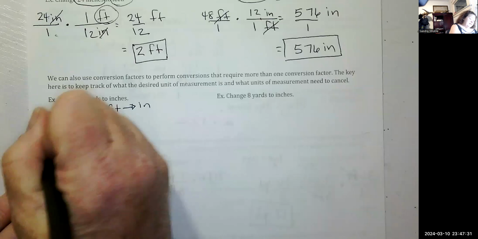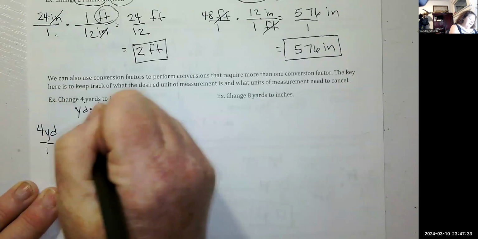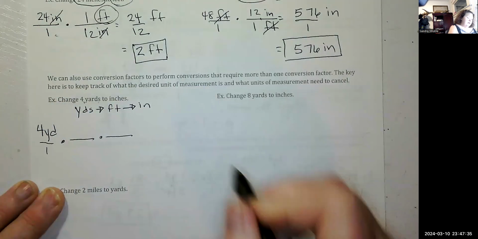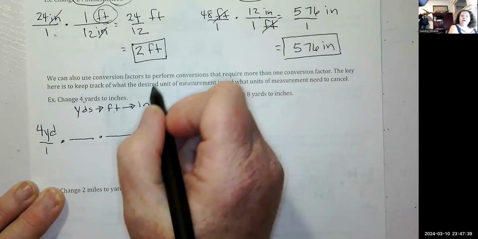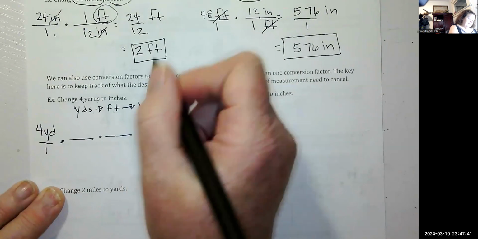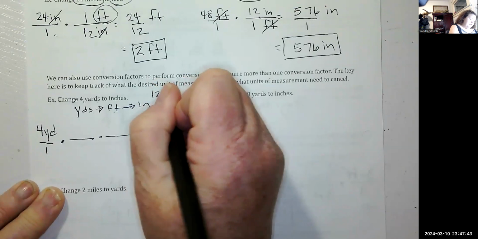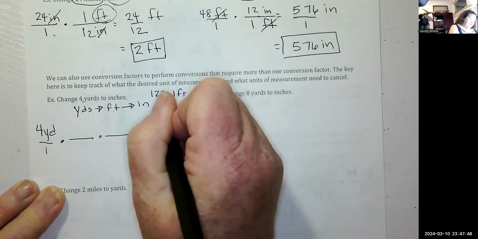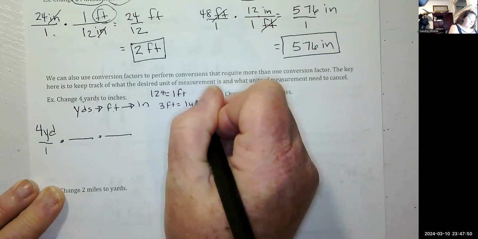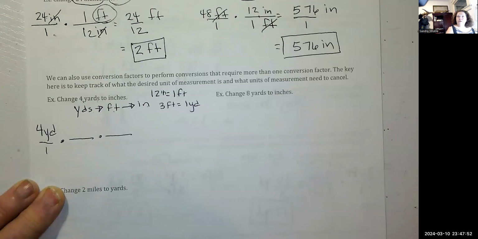Okay, it's over 1 because it's a whole number. And I've already told you we're going to do 2 conversions. We have to, because we're in yards, we need to go to feet, and then we need to go to inches. So just to give you what we have here, 12 inches is equal to 1 foot. And 3 feet is equal to 1 yard. We're going to use both of those conversions.